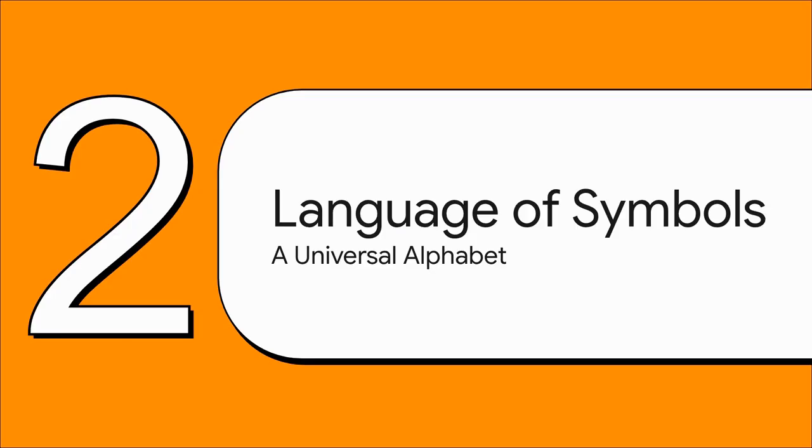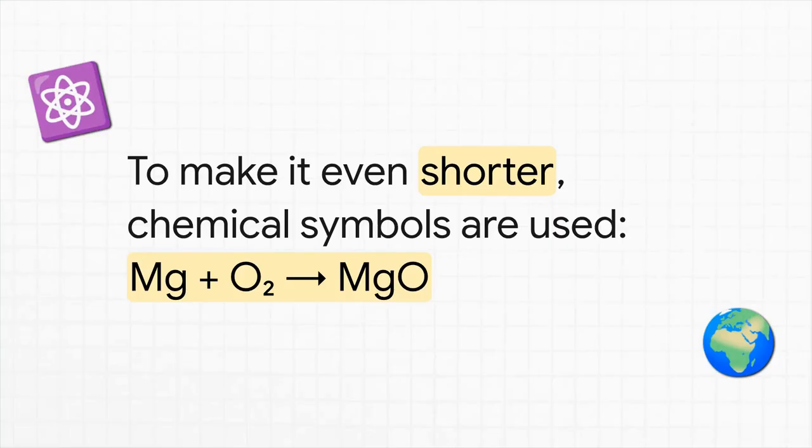But you know what? We can make this language even more efficient. We can make it even shorter, and maybe more importantly, totally universal. It's kind of like creating a chemical alphabet that every scientist on the planet can read instantly. And we do that by using chemical symbols. So magnesium becomes Mg, oxygen becomes O2, and our product, magnesium oxide, becomes MgO. Just like that, we've gone from a long sentence to this super compact symbolic equation. This is the real shorthand scientists use every single day.